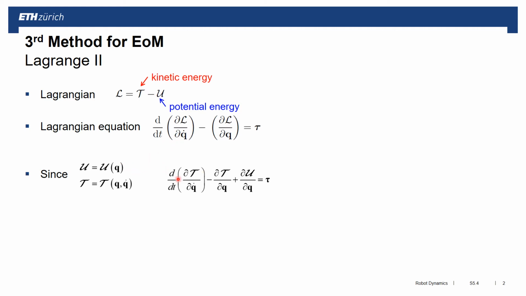So this simplifies then to the time derivative of the partial derivative of kinetic energy with respect to generalized velocities, minus the partial derivative of kinetic energy with respect to configuration, plus the partial derivative of potential energy with respect to configuration, equals torque. And we have multiple components that we see in here. The first part is all the inertial forces, so mass times acceleration plus the Coriolis part, and then we have the gravitational part, which is essentially the contribution that comes in through this potential energy, equals external torques.